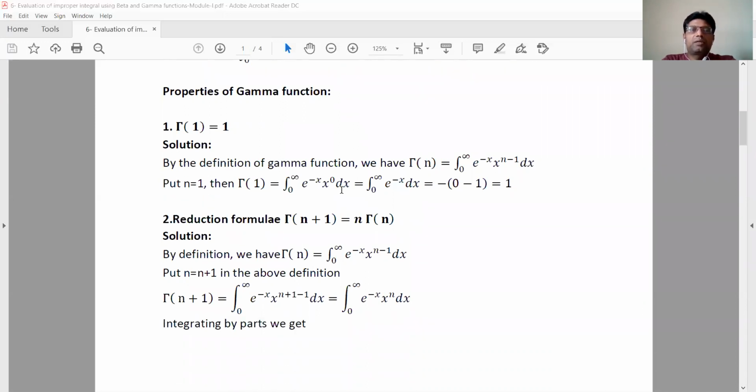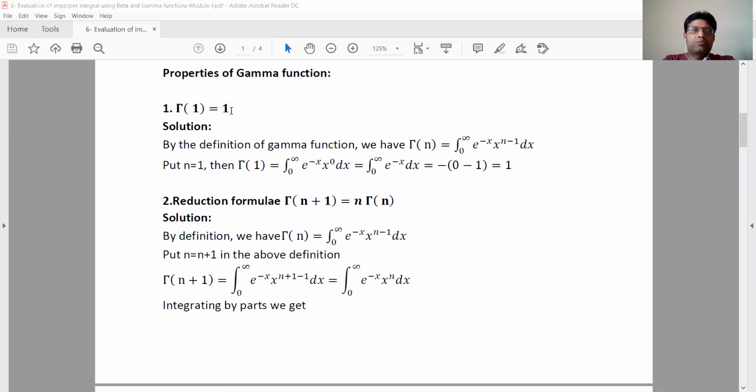Now we'll see the properties of gamma function. Gamma of 1 is 1. So by the definition of gamma function, put n equals 1, then gamma of 1 is the integral with x power 1 minus 1, which is x power 0, equal to 1. So the integral of e power minus x dx becomes 1.